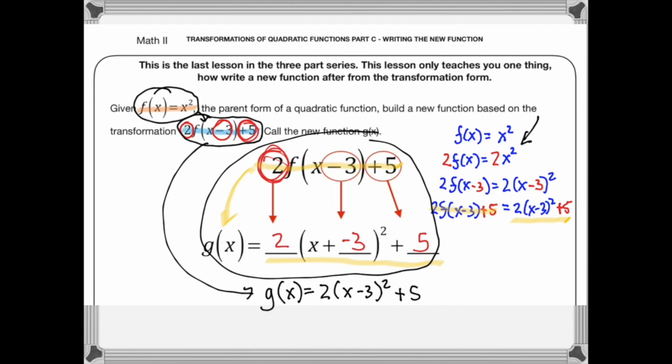Okay, so this method is going to work when you just have the parent function, which is f of x equals x squared. It's just going to be a simple parent function. So we're going to do a few examples down below, and then pause the video for you guys to try, and then check your work afterwards. So I'll see you there.